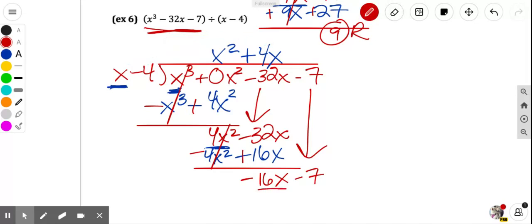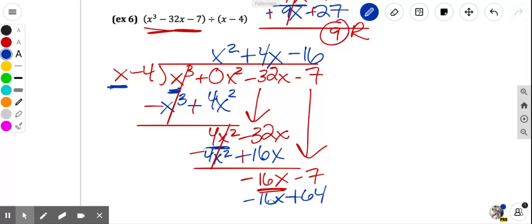x times what gives us negative 16x? That's going to be negative 16. Let me switch to blue to match. And then multiply. So negative 16 times x is going to be negative 16x. Negative 16 times negative 4, my mistake, that's going to be positive. So that should be positive 64 down there.